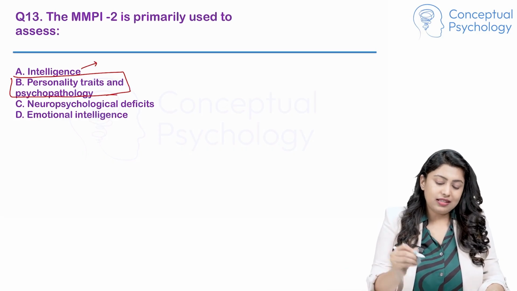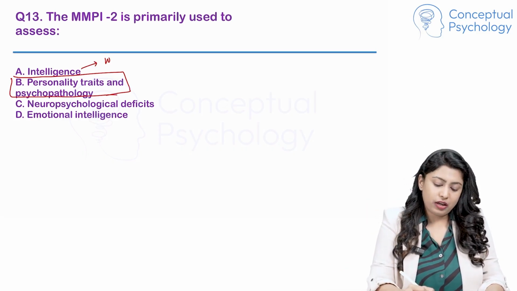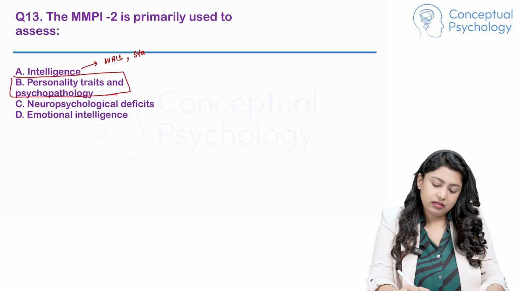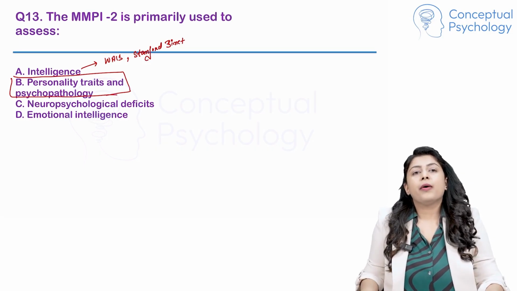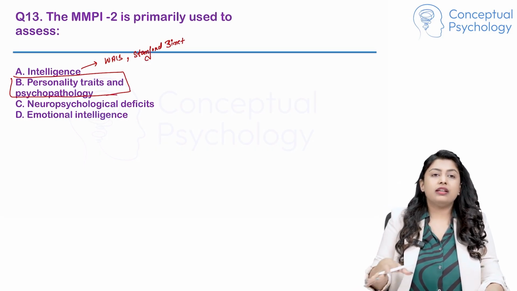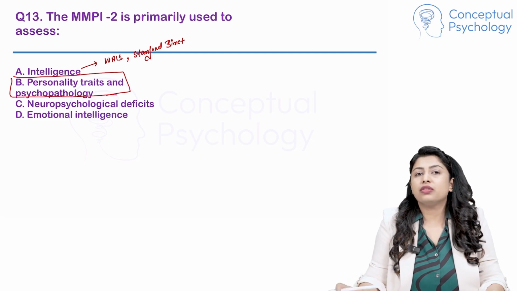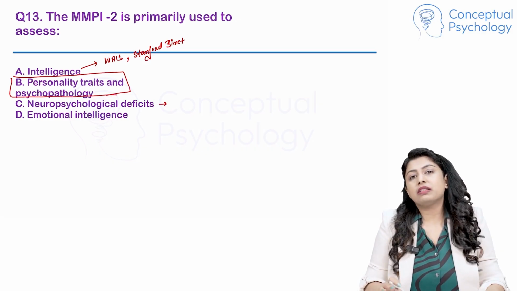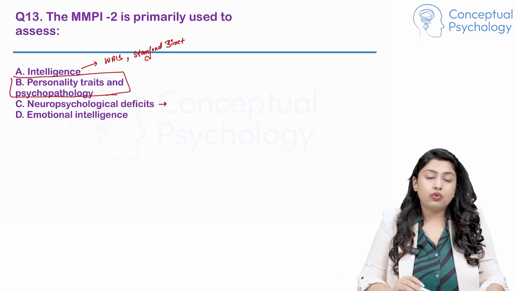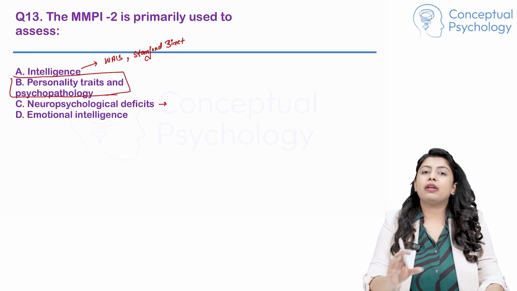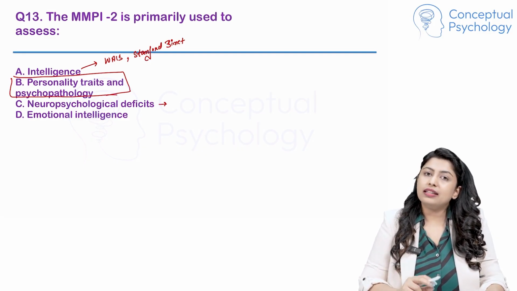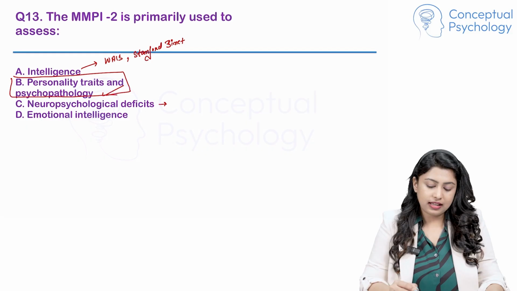Now, intelligence is assessed by tests like the Wechsler Adult Intelligence Scale or the Stanford-Binet tests. Neuropsychological deficits are assessed by specialized neuropsychological batteries, and emotional intelligence is assessed by specific emotional intelligence measures. So the correct answer here is the MMPI-2. It is the most widely used standardized test for assessing personality and detecting psychopathology in clinical settings.